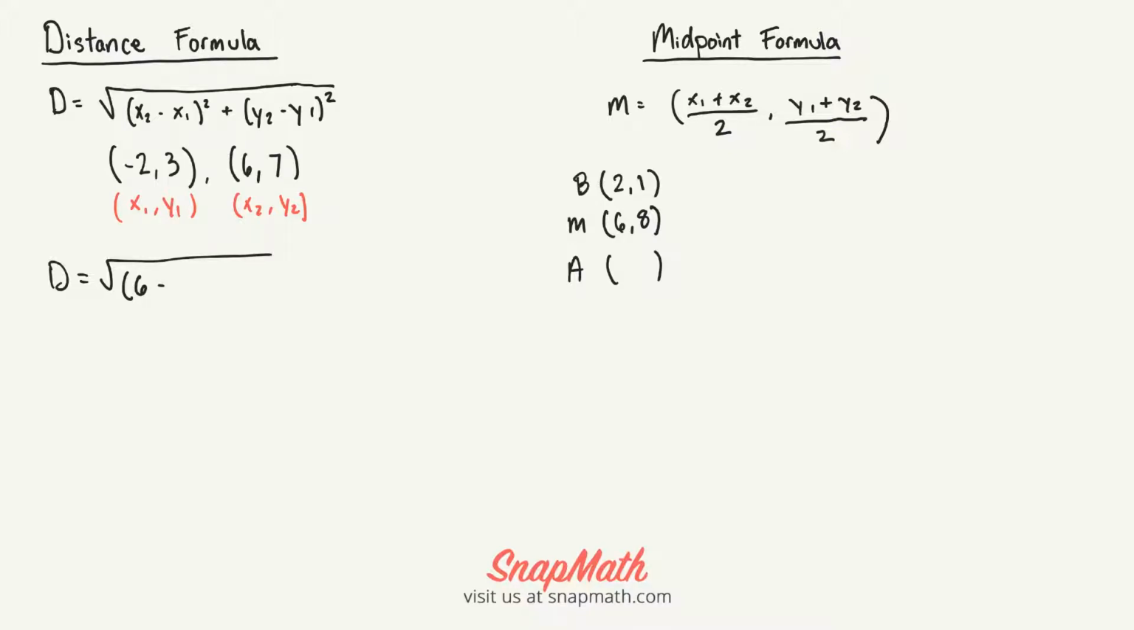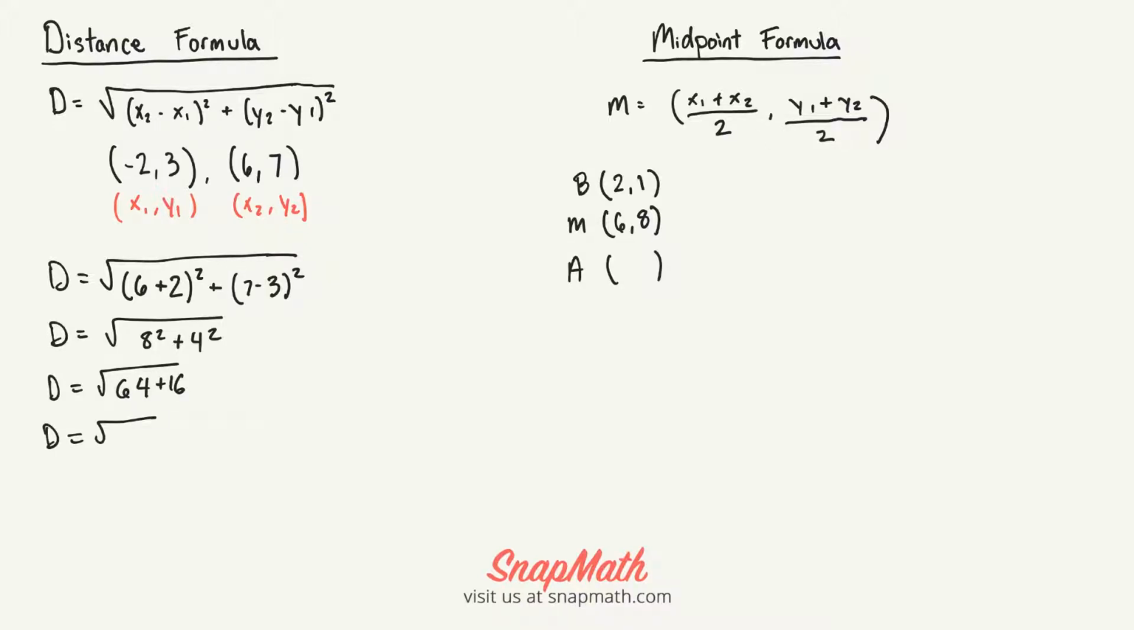Now we just plug into the formula, so you kind of rewrite the formula, and you have 6 minus, and then it's a negative 2, so it's going to change to positive 2, squared, plus, and then y2 is 7 minus 3 squared. All right, so we have d equals, and this will be 8 squared plus 4 squared. This will be 64 plus 16, and we get 80.